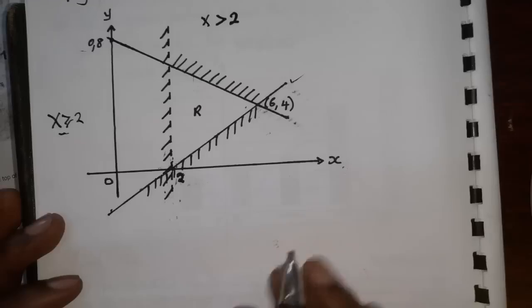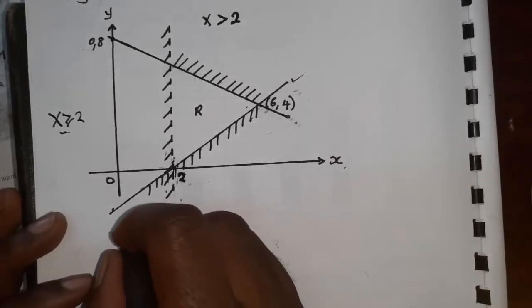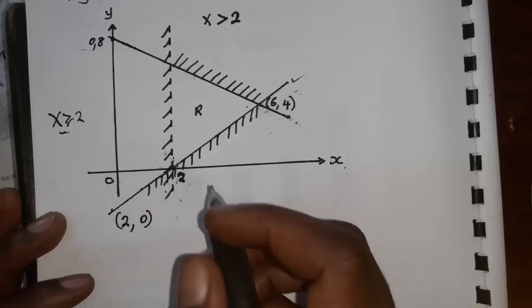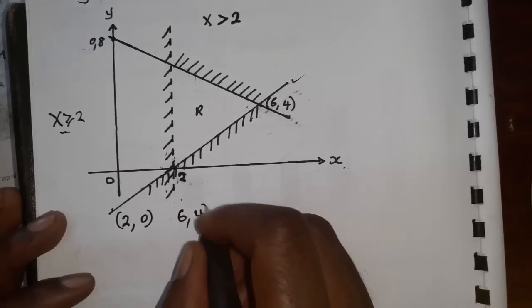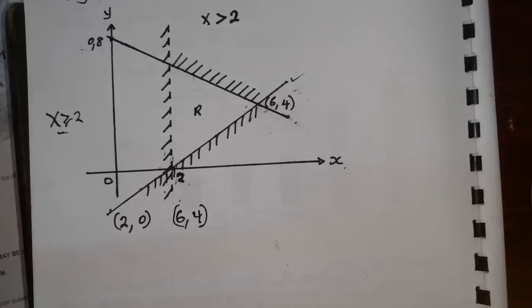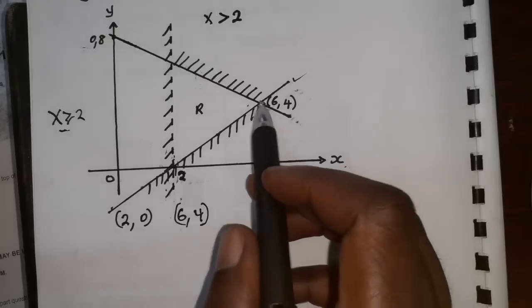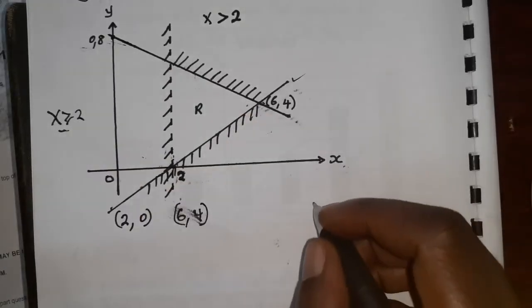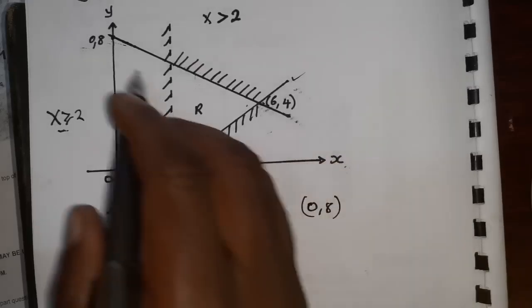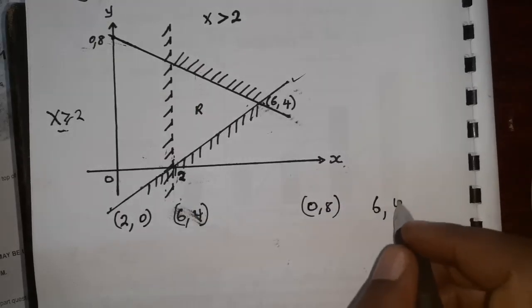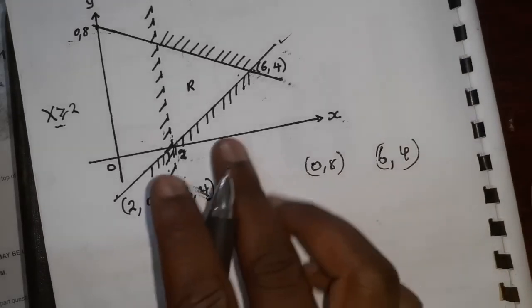So these ones, what you need to do, you first of all get these 2 points. So like this point here is (2, 0). We can also get that one, which is (6, 4). Okay. After you have these 2 points, even this other line, you are supposed to do the same thing. So you're going to have (0, 8). And the other point, it will still be the same one, which is (6, 4).